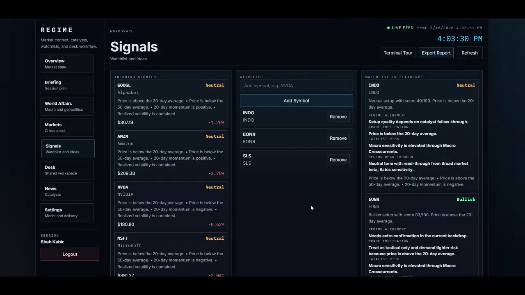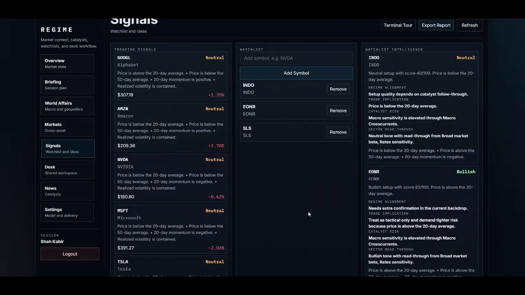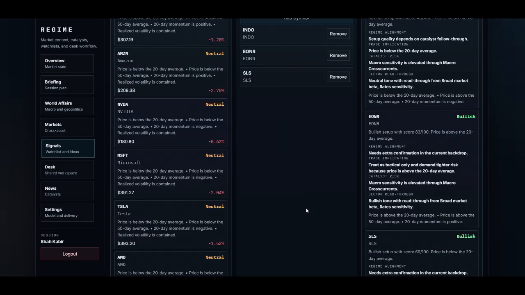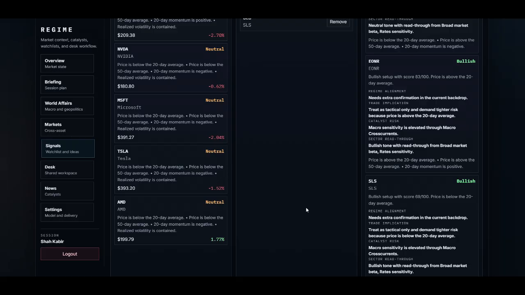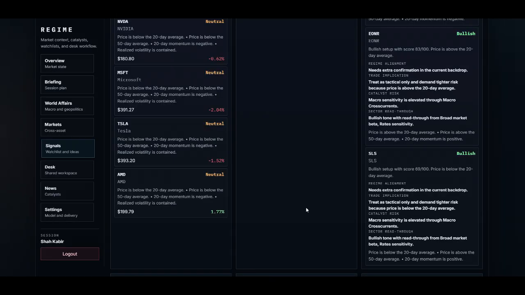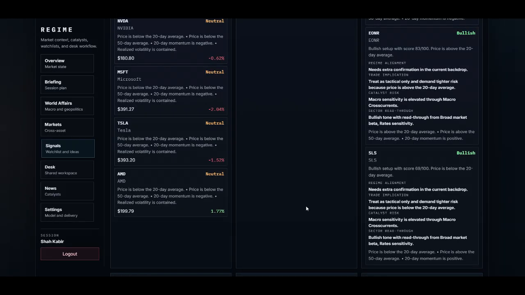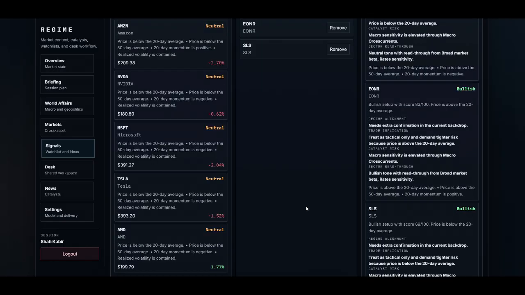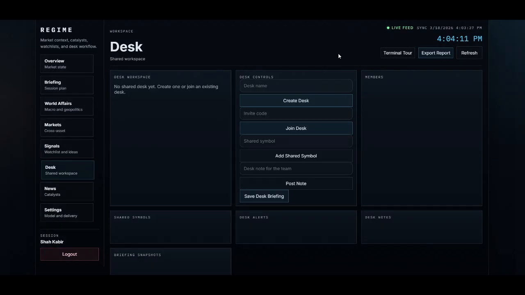The signals page brings the platform down to the symbol and watchlist level. We designed this so users can move from a broad macro view into the specific names and setups they care about, making the product more actionable for an individual trader or desk.